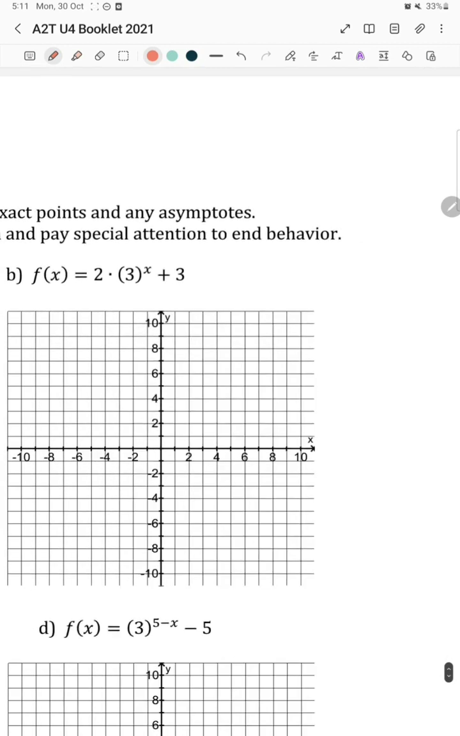Okay, f(x) is equal to 2(3^x) + 3. And now we need to take the values of x and y. If x is minus 1, y would be 3.66. For 0 it would be 5. For 1 it would be 9.